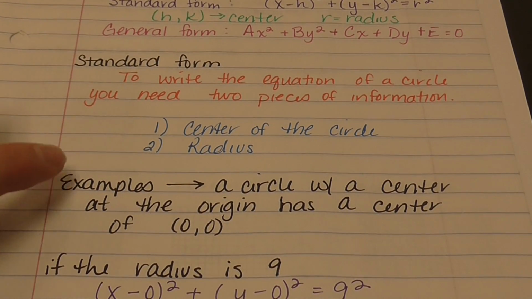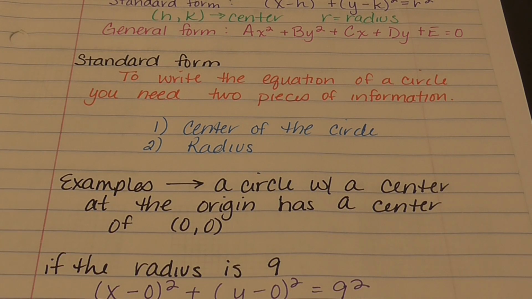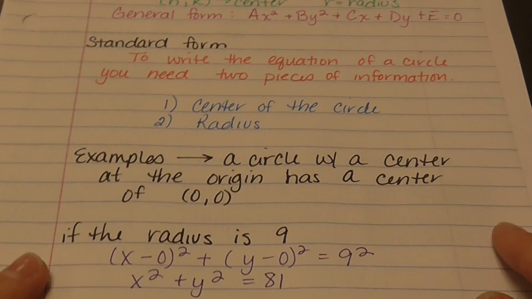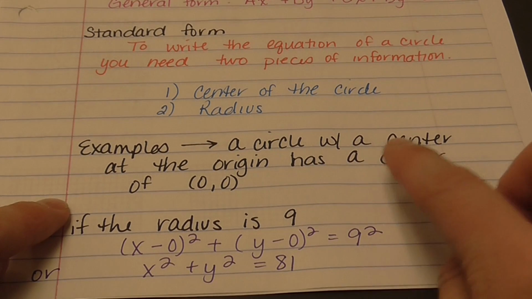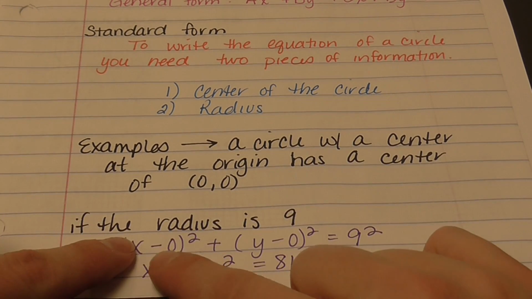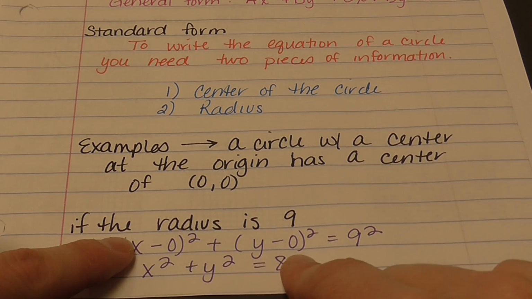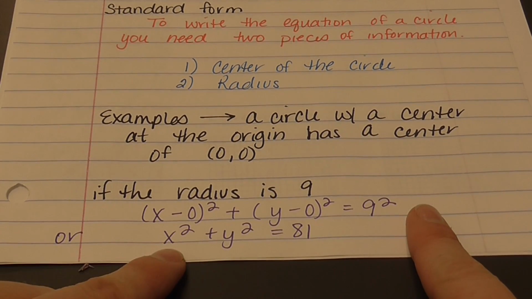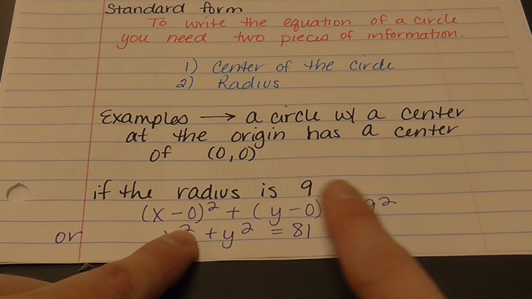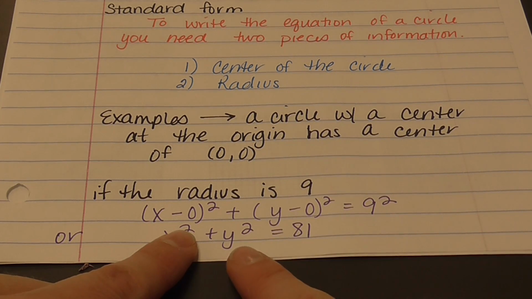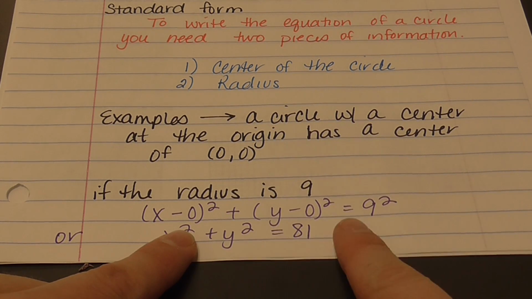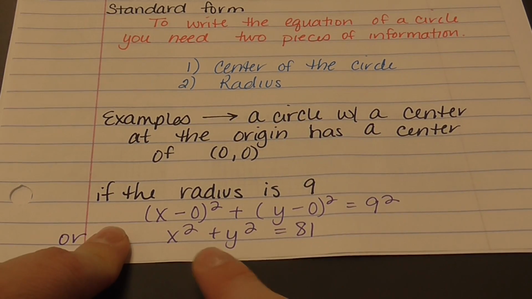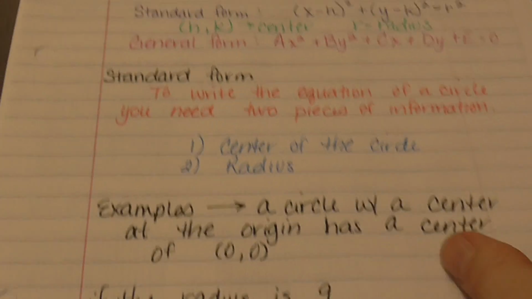So for some examples, if a circle is at the center at the origin, it has a center of 0, 0. So if the radius is 9, for example, and its center is at 0, 0, it's (x minus 0) squared plus (y minus 0) squared equals 9 squared. So x minus 0 is just x, so that's x squared. Y minus 0 is just y, which is y squared. And then that equals 9 squared, which is 81. This is the equation in standard form.